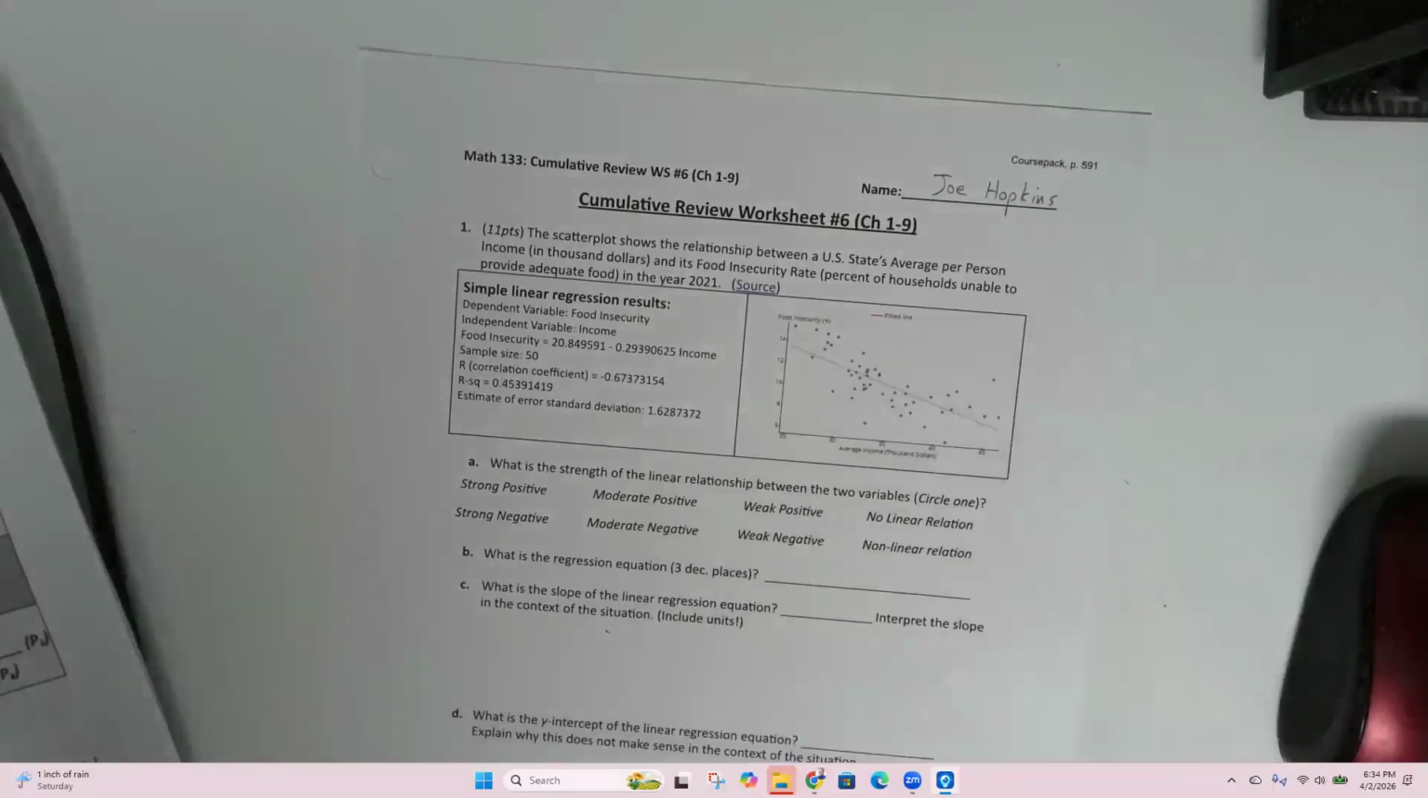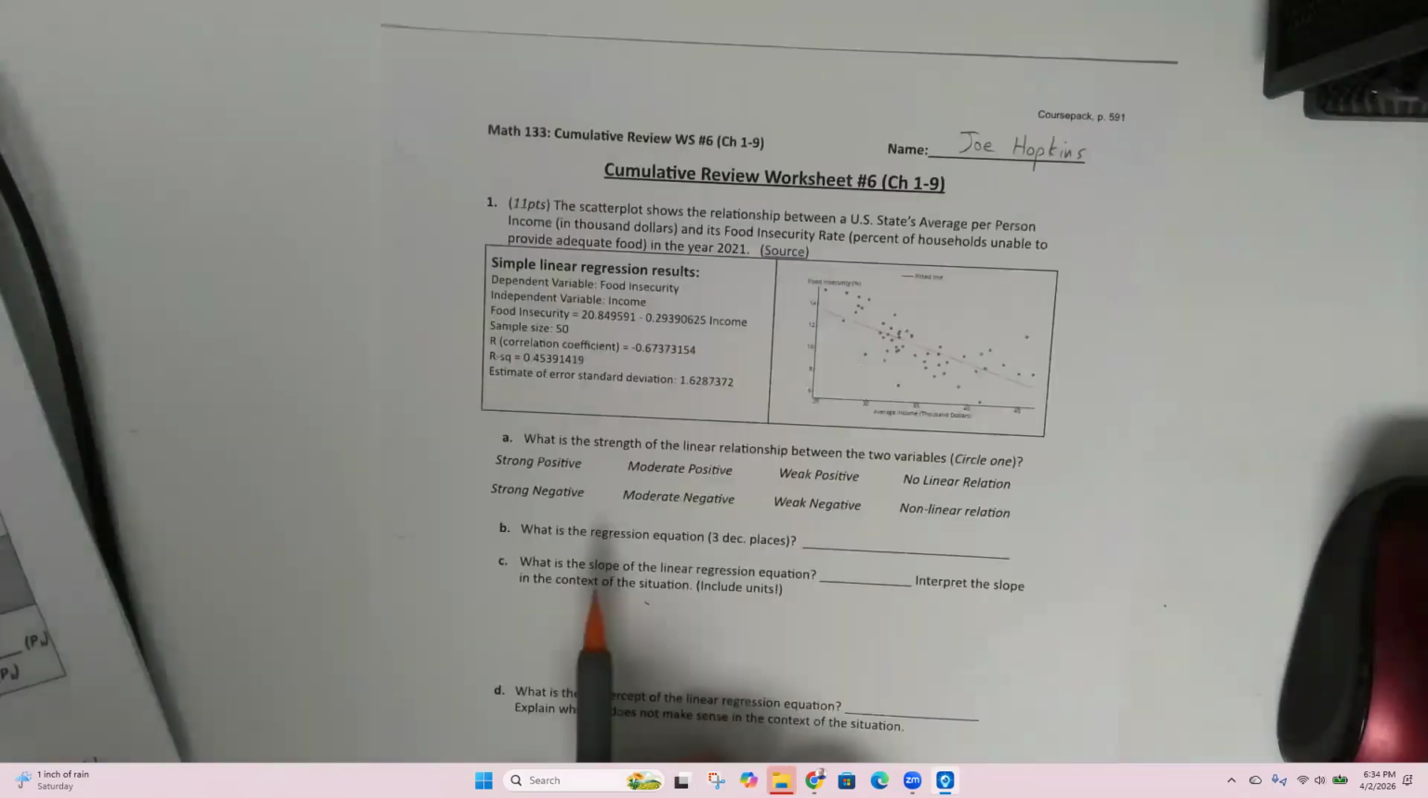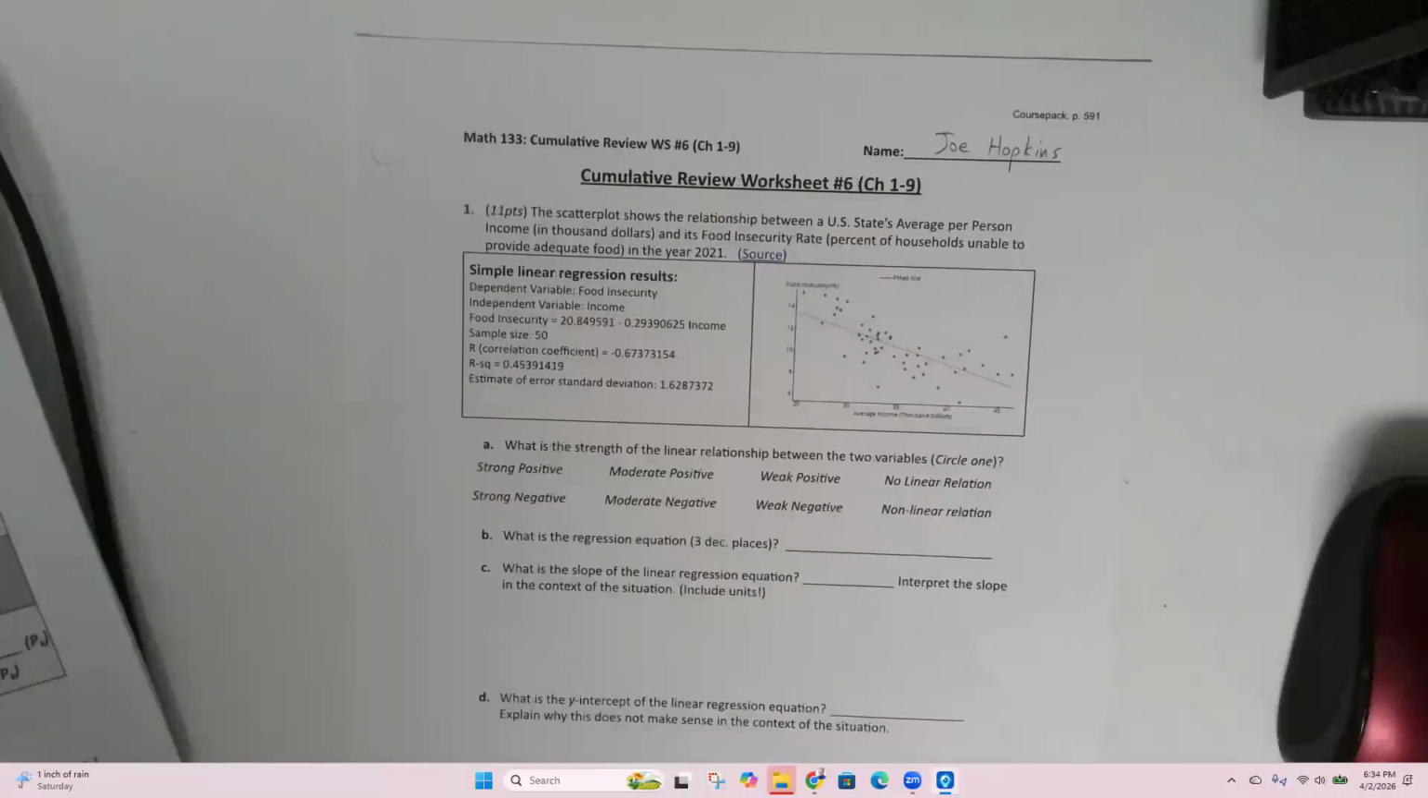A scatter plot shows the relationship between the U.S. state's average per person income and its food insecurity rate in the year 2021. What is the strength of this linear relation? Regression, interpretation, all this different stuff. So I'm going to ask you guys for help putting these hints together.